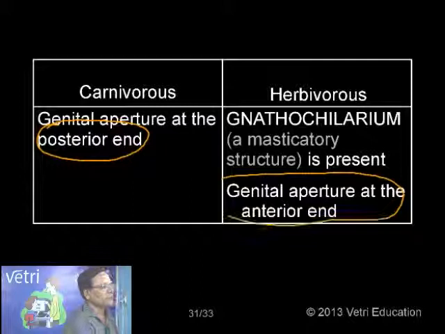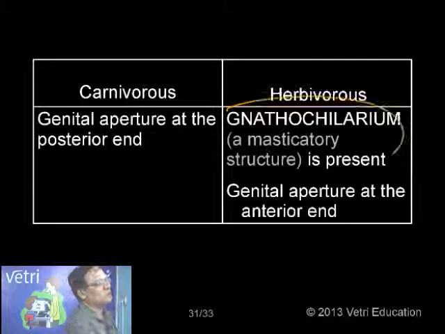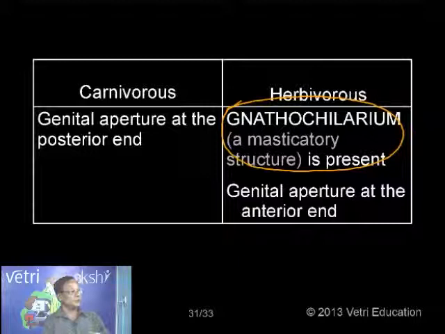And now in the case of this millipede, all the mouth parts are joined together to form a compound structure. That structure is called the gnathochilarium, which is a masticating structure responsible for mastication, a peculiar structure formed in the case of the millipede. So this is a comparison between the two classes and also their characteristic features.